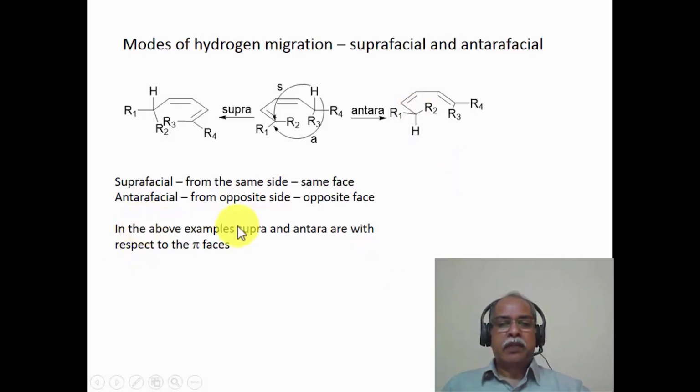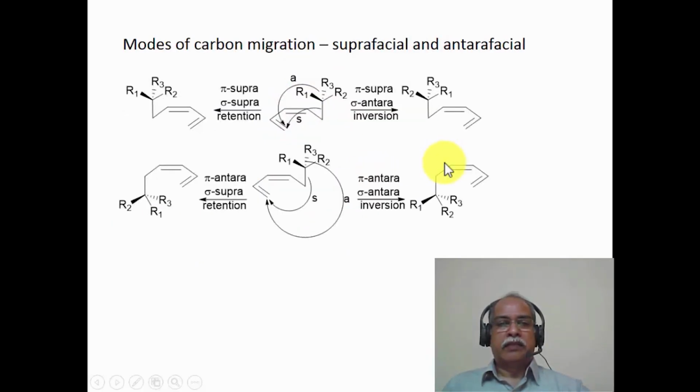In the above example, supra and antara are with respect to the pi faces only because hydrogen doesn't have any suprafacial or antarafacial modes of migration. On the other hand, if we consider carbon, carbon can have suprafacial or antarafacial migration depending upon whether the migration takes place from the breaking of the carbon-carbon bond, which is shifted onto this position, or breaking of the carbon-carbon bond with the inversion of configuration in an antarafacial manner.